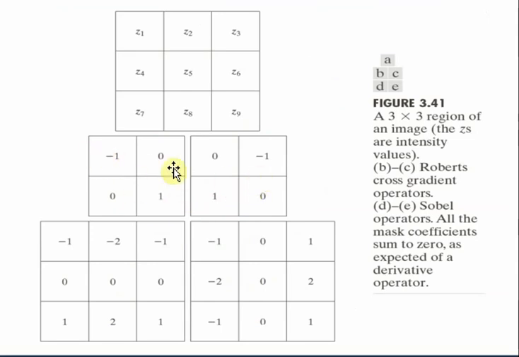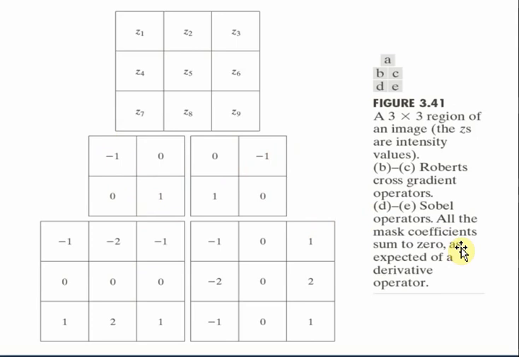Okay, so that's why these are said to be cross gradient operators. Cross gradient operators means, based on f of x, what is that? f of x plus 1 comma y minus f of x comma y. If it is f of x comma y, then the next one is f of x plus 1 comma y minus f of x comma y. So for this, here minus 1 1, here 1 minus 1.